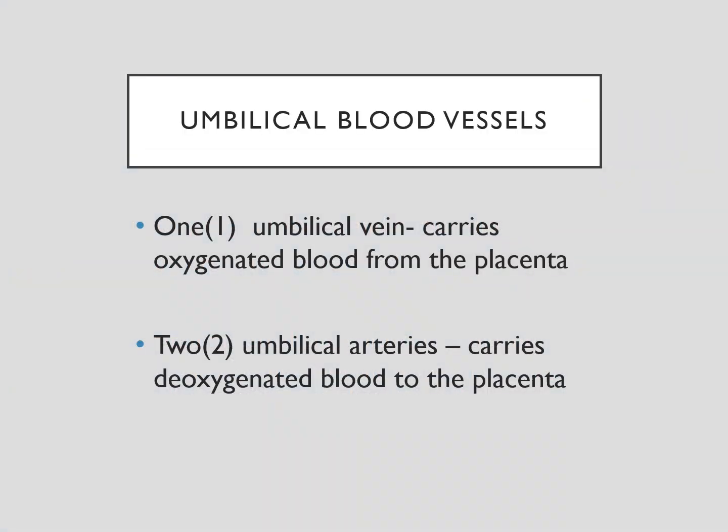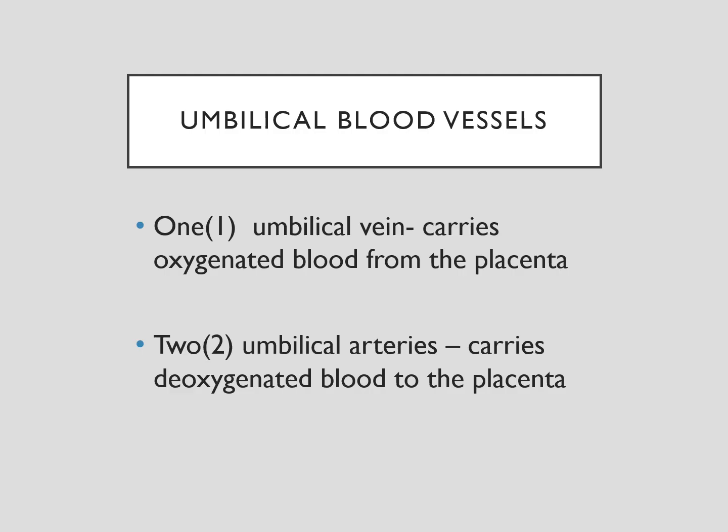Now, an important thing to note about the umbilical cord. The umbilical cord has three vessels: one umbilical vein that carries oxygenated blood from the placenta, and two umbilical arteries that carry deoxygenated blood to the placenta. This is different from the normal heart, where arteries carry oxygenated blood except for the pulmonary artery, and veins carry deoxygenated blood except for the pulmonary vein.